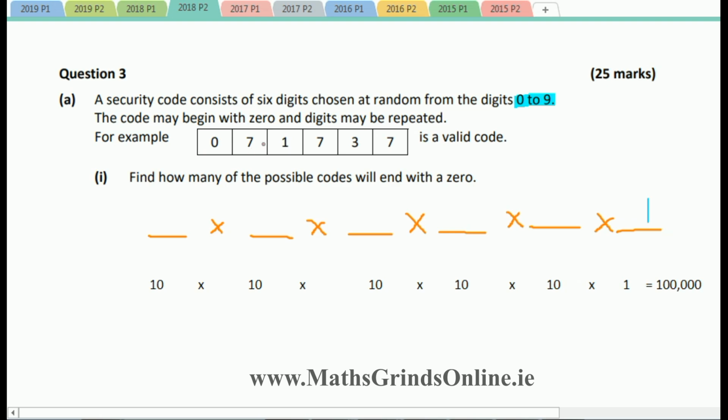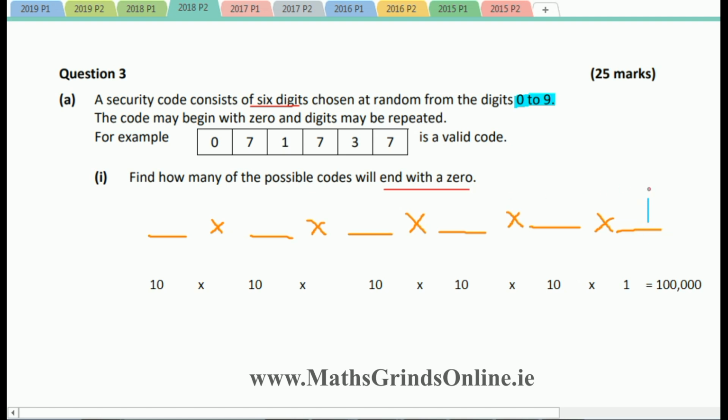For example, we could have something like this. Find out how many of the possible codes will end in 0. Now there are 6 digits in this code, so you can see there, 1, 2, 3, 4, 5, 6. Any numbers can exist, but it will have to end with a 0. So effectively, this last number has to be 0.